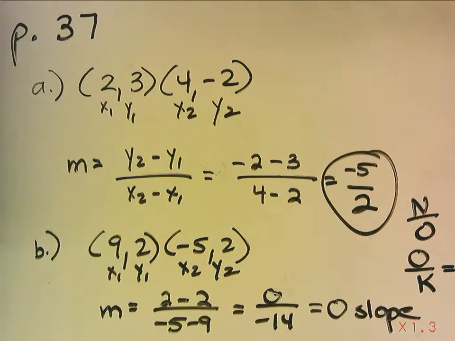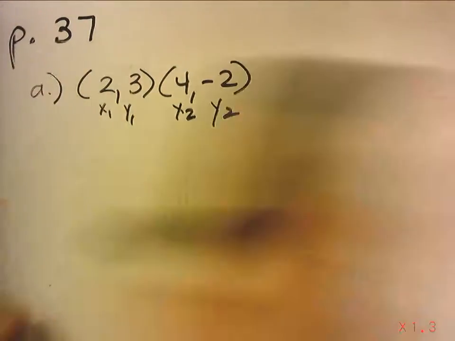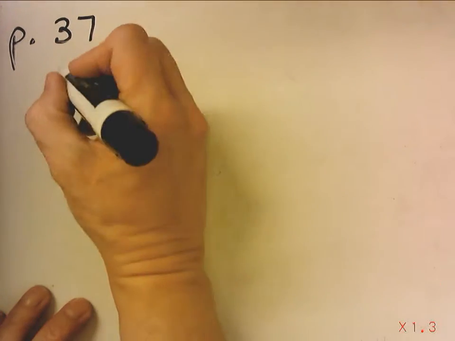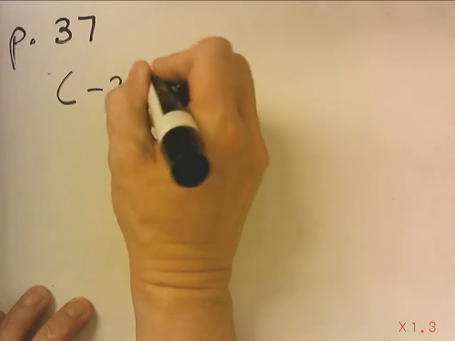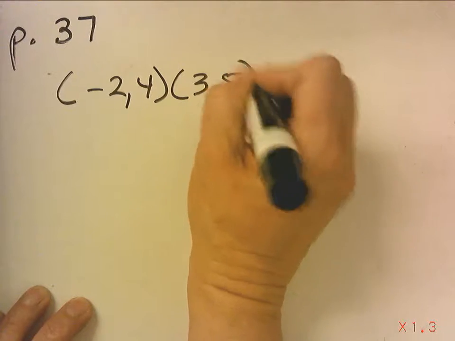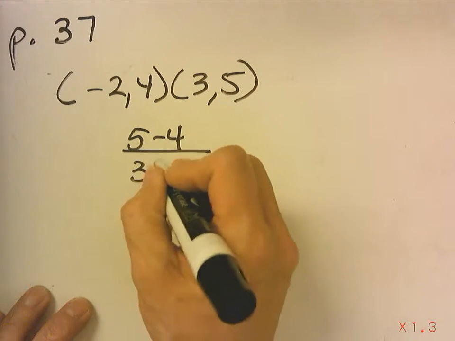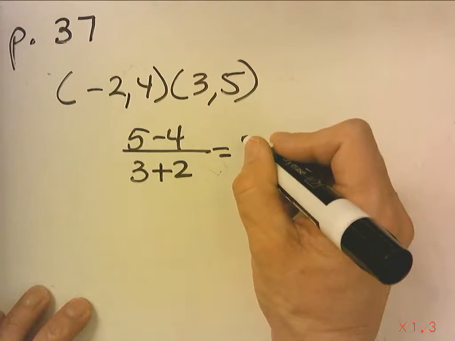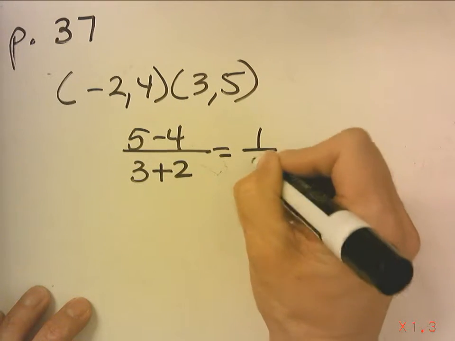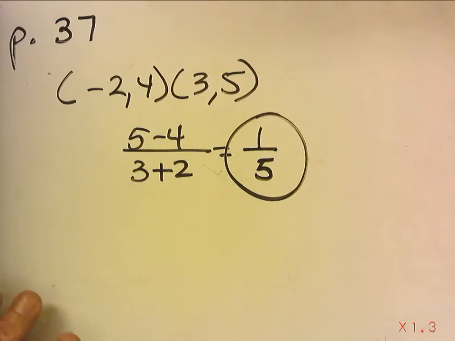And then for C, we had negative 2, 4, 3, 5, 5 minus 4 over 3 minus negative 2, and this would be 1/5. Okay?